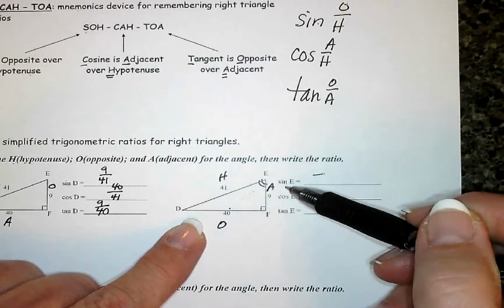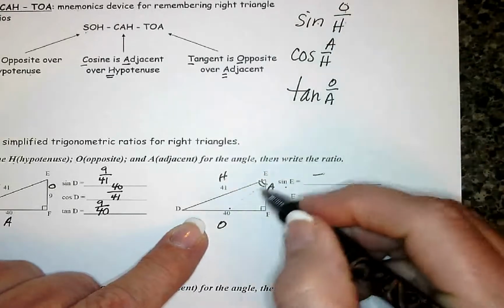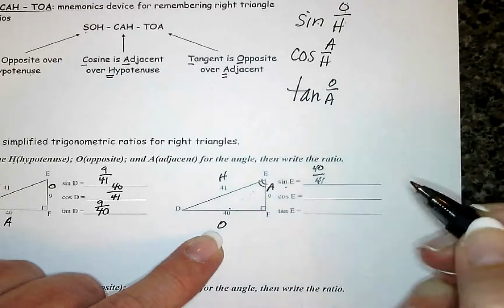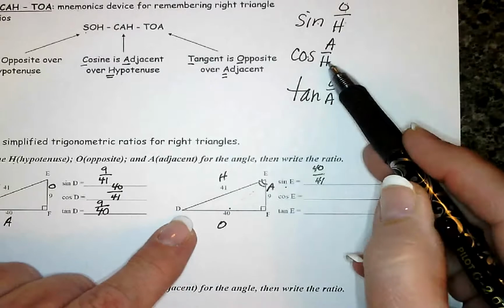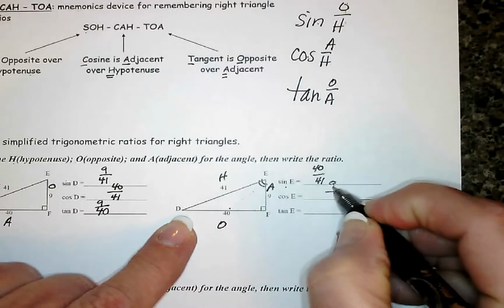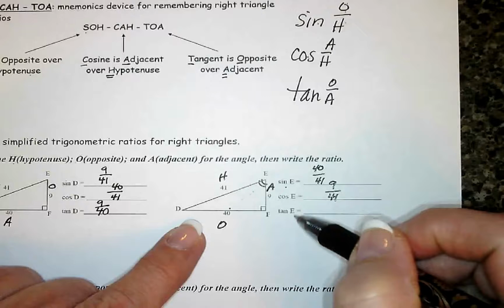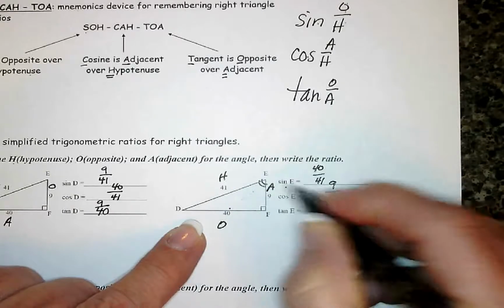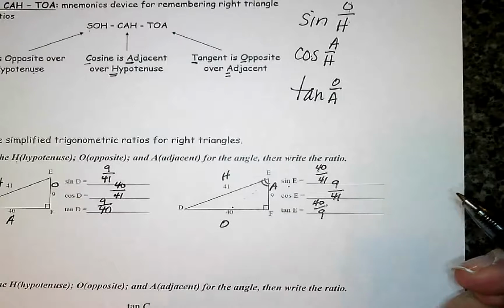So sine is opposite over hypotenuse. Opposite on this one is 40. Hypotenuse is 41. Cosine of angle E is adjacent over hypotenuse. Adjacent is 9. Hypotenuse is 41. And the tangent of angle E, the tangent is opposite over adjacent. And those are the ratios for angle E.